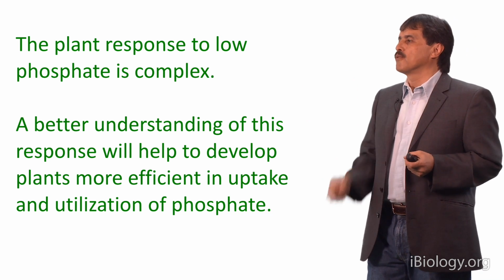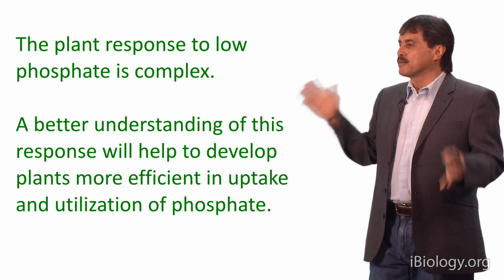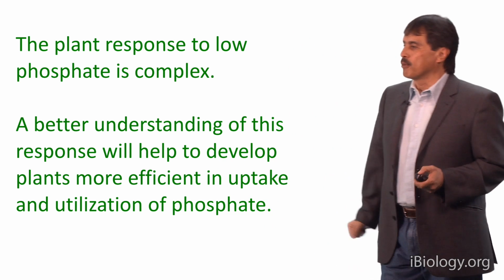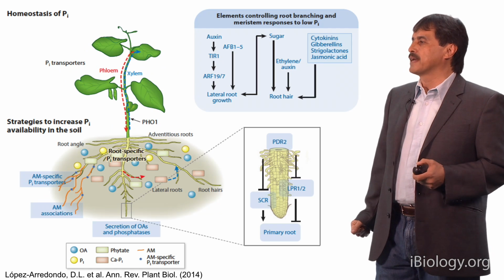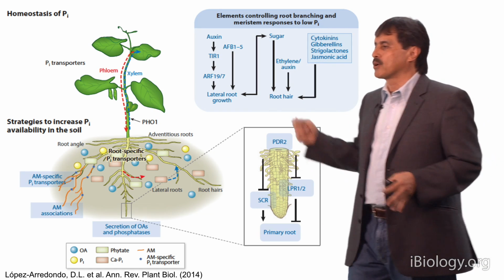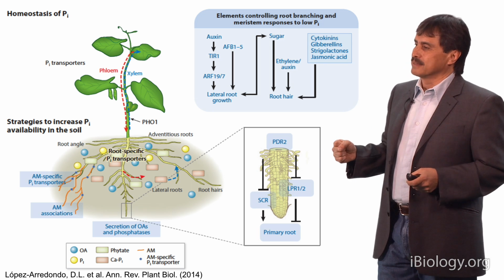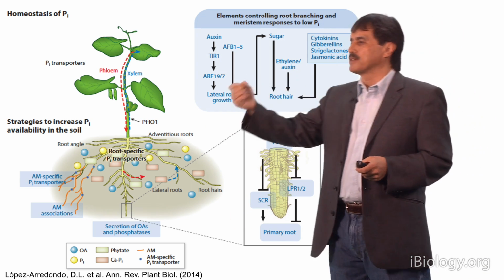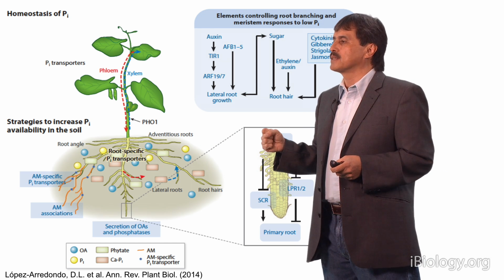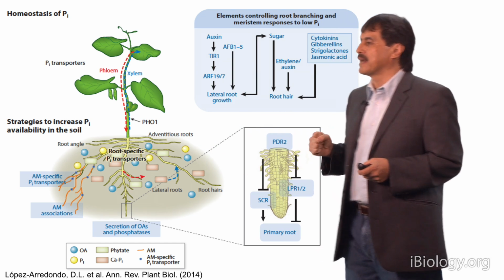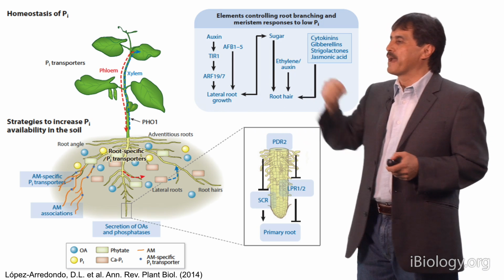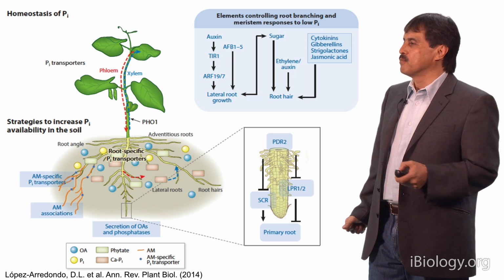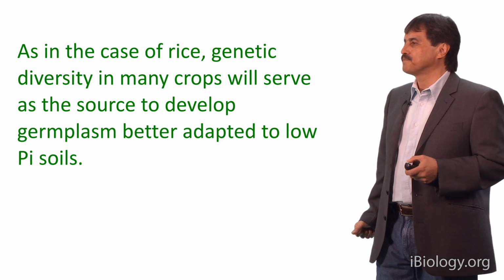The plant response to low phosphate is quite complex. A better understanding of this response will help us to develop plants that are more efficient in uptake and utilization of phosphate. We have talked about the interaction of roots with microorganisms, the secretion of organic compounds, the expression of phosphate transporters, systemic and local signaling, and regulators that activate different biochemical and morphogenetic programs.